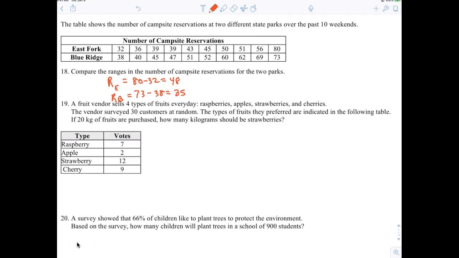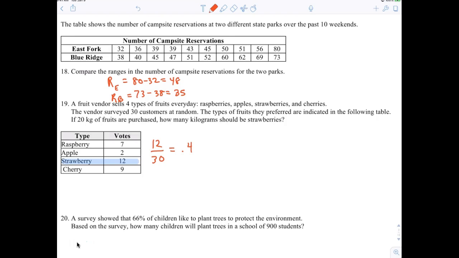All right, now look up here, guys. This, I think, is a very important thing. A lot of people have trouble with this. So how many people liked strawberries? So 12 people preferred strawberries out of how many? 30, right? So I want everybody to take 12 divided by 30 and tell me what that is. 0.4. Is everybody with me on this? So that's 0.4. So that's right. 40% like strawberries.